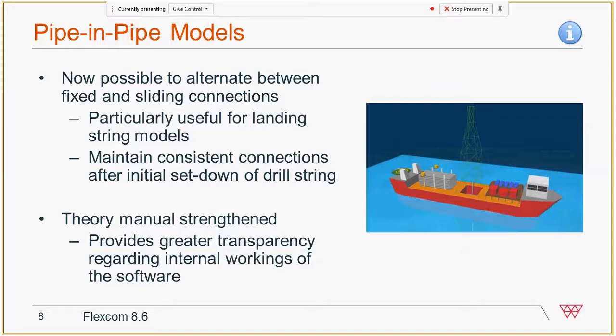Briefly, I want to move on to pipe-in-pipe models. This is quite a straightforward enhancement, really. When you model pipe-in-pipe in Flexcom, you have two options. You have standard connections and you have sliding connections. Standard connections would usually be used for, let's say, a top tension riser, where there is very little relative axial motion between the outer pipe and the inner tubing. In that case, the user designates which outer nodes are connected to which inner nodes, and they remain connected for the entire simulation.